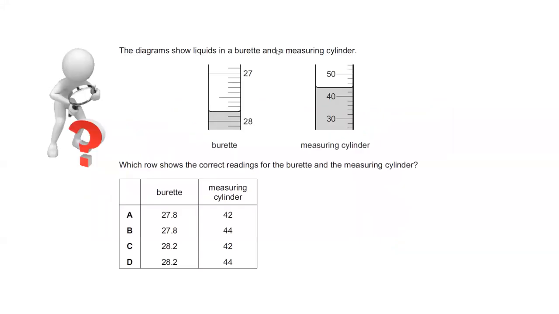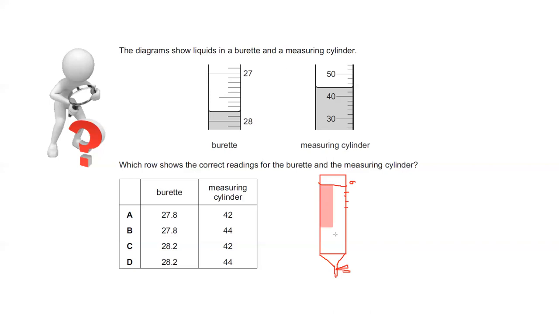Now, how do we read a burette and how do we read a measuring cylinder? For a burette volume, the readings start from the top. Why do the readings start from the top? The reason is, for example, if this is a burette and there's a tap at the bottom, 0 is written at the top and then 0.1, 0.2, 0.3, and so on. What is the reason for that?